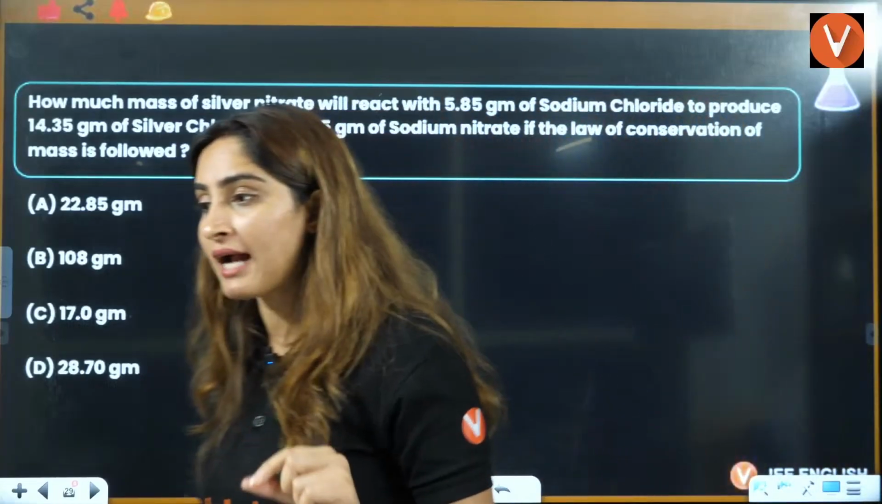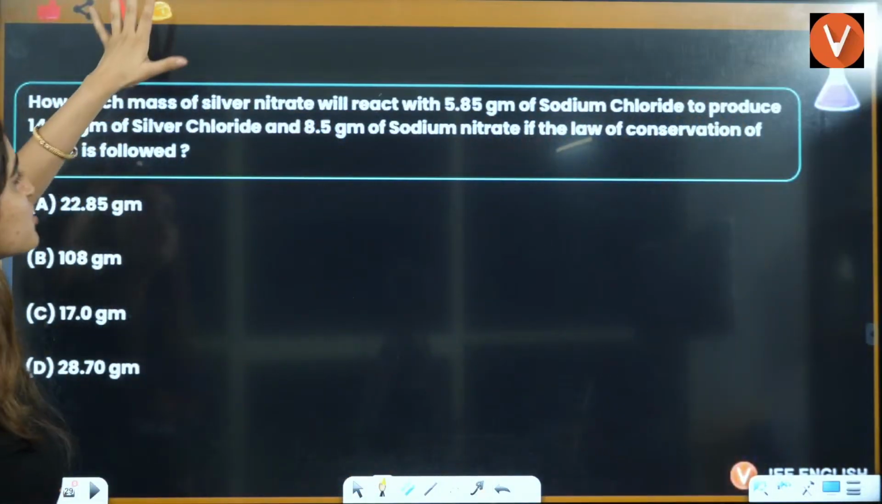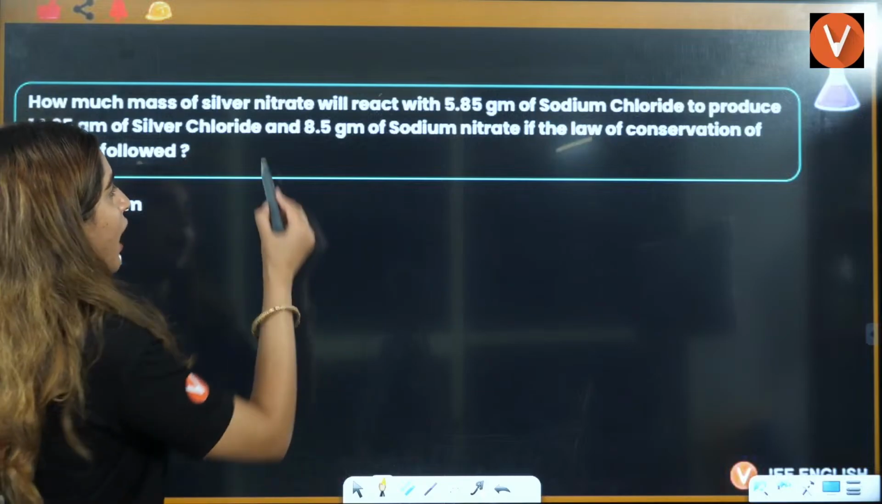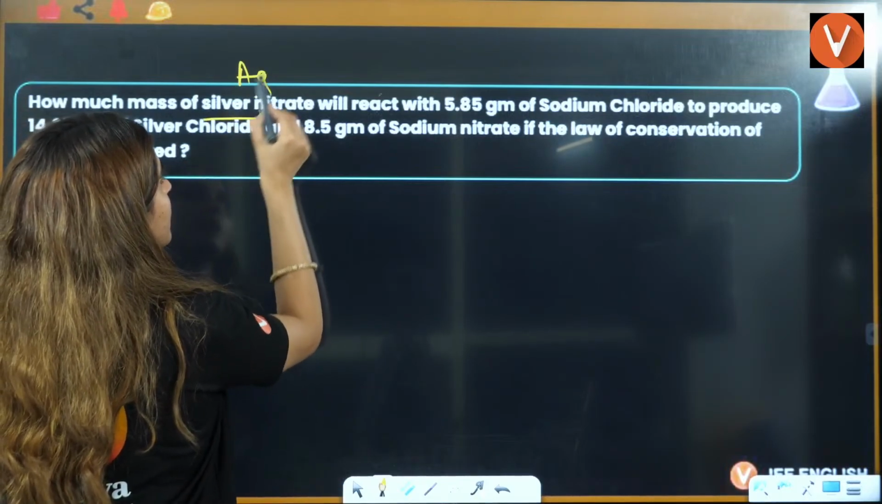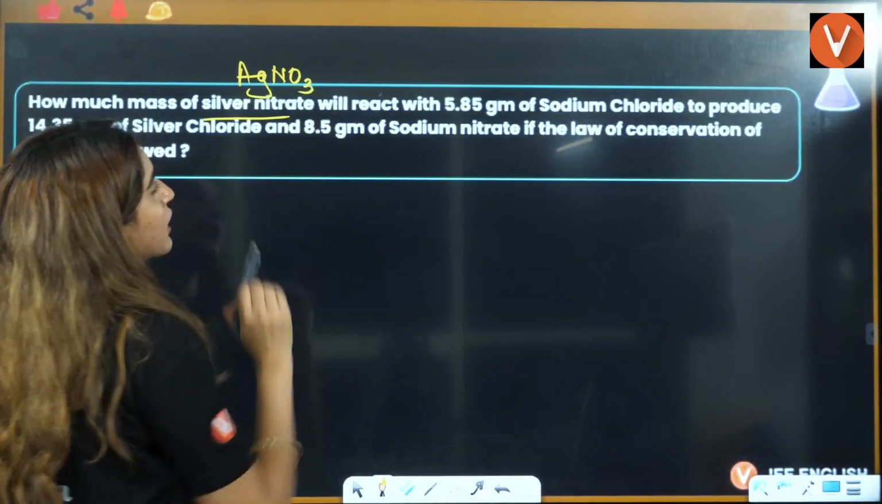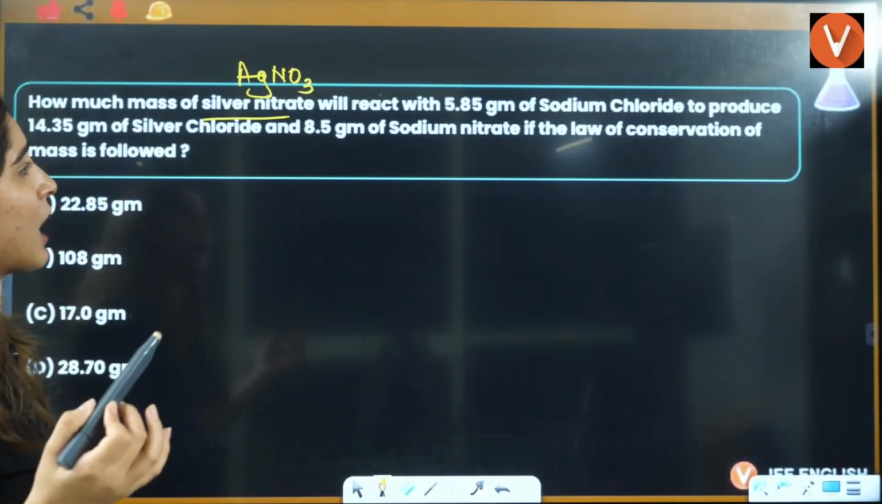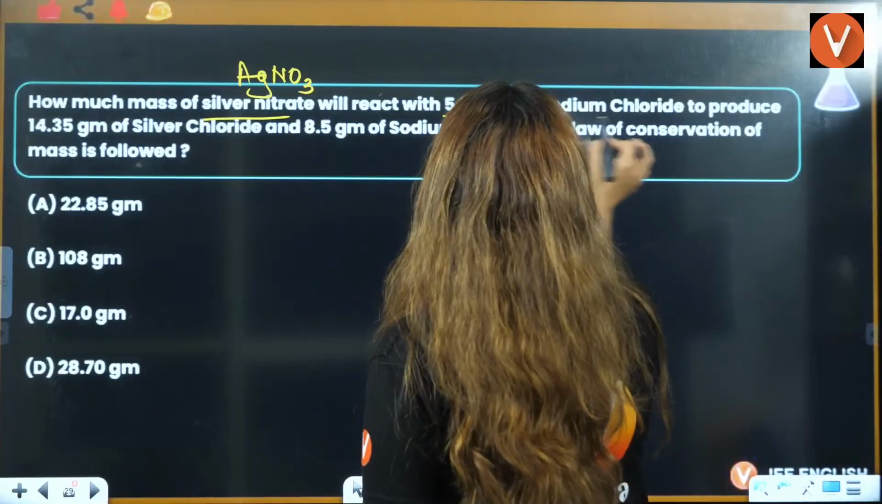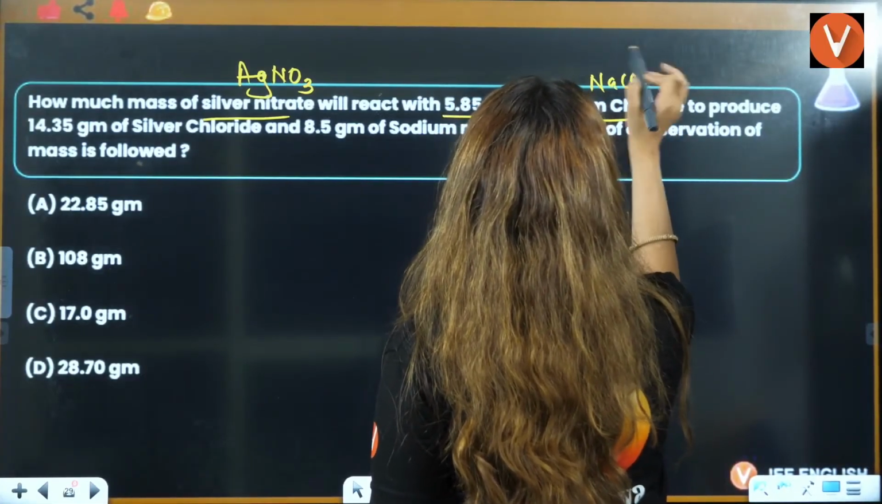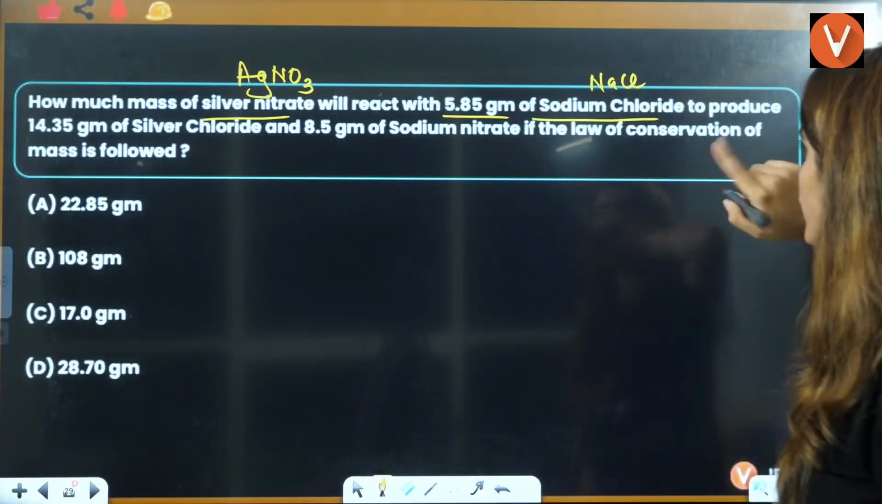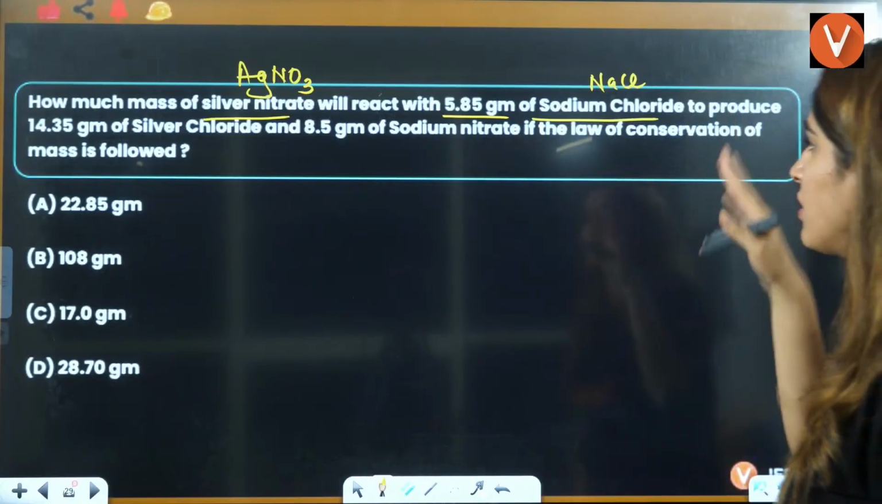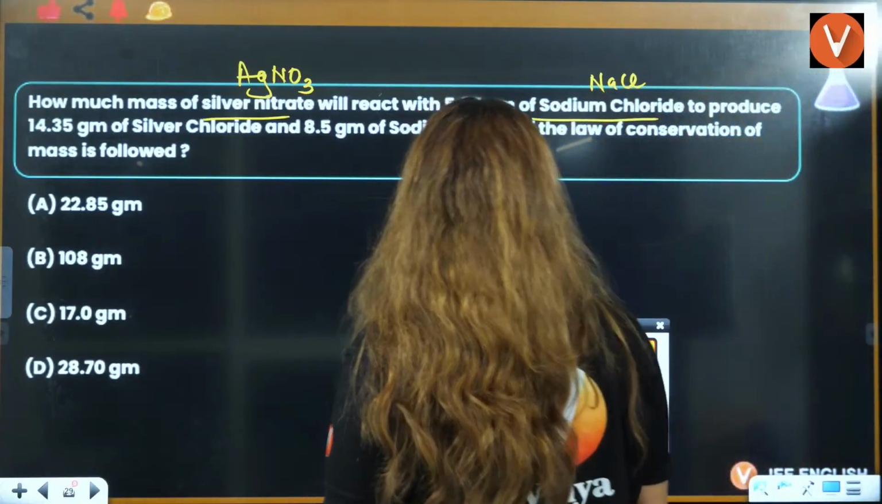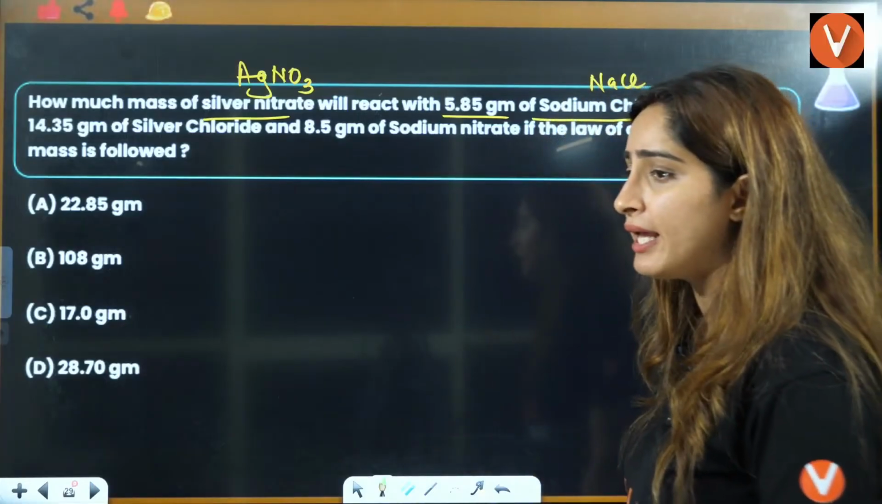Now, the question that is given to you is, how much mass of silver nitrate, AgNO3, will react with 5.85 gram of sodium chloride? This much gram of sodium chloride, NaCl, is given to you. To produce this much, it is a simple law of conservation question, very simple, students.